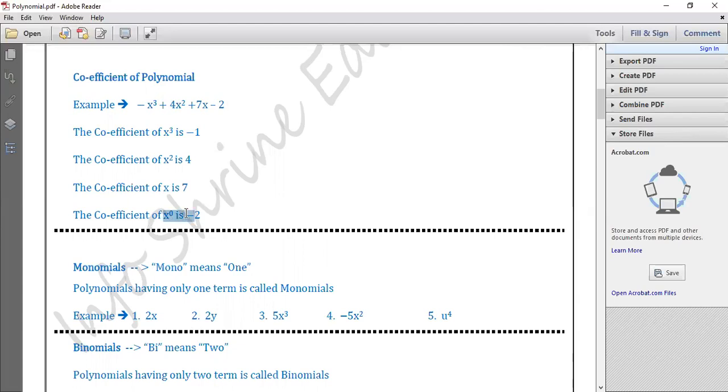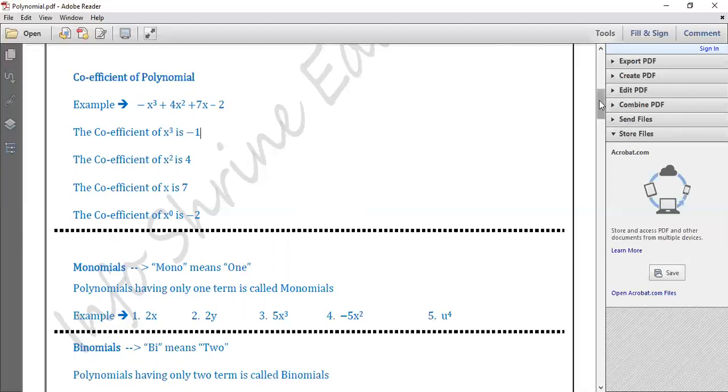So the coefficient of x power 0 is minus 2. Alright. This is how we find the coefficient. This is very important, students, because this will be asked in the one mark question. So please make sure you understand that coefficient is nothing but the value of the variable. Either could be plus or minus. We have to denote that. So x square is equal to minus 1.